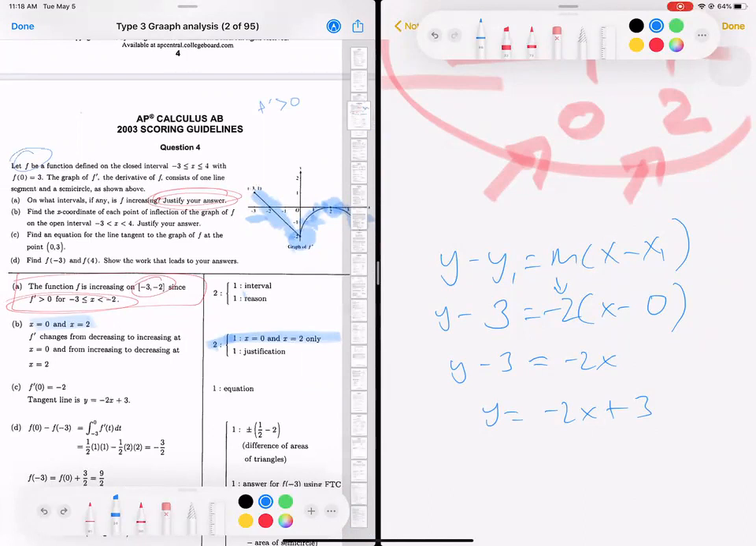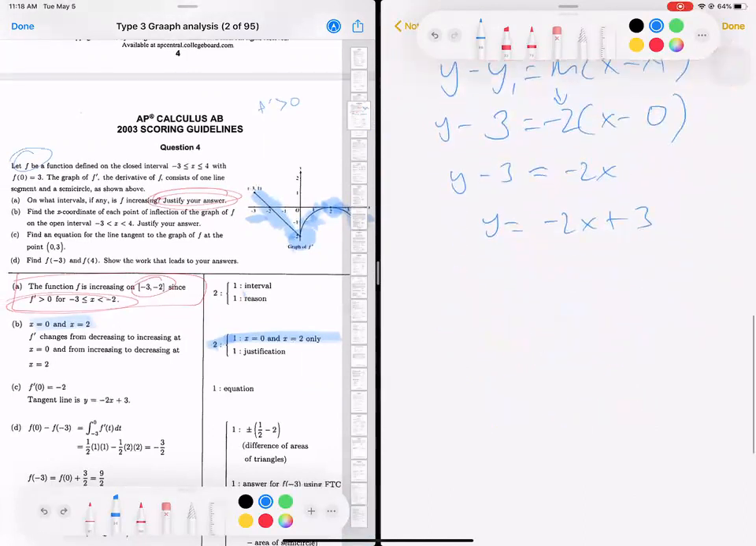And D is always seemingly the hardest question. Let f of 0 be 3 and f of 4, find these values. Show the work that leads us to our answer. So this is us going backwards to find the initial value. So a couple things are given on the graph. The first statement here on our left, f at 0, the actual value at 0 is going to be 3. So let's say this is our f graph.